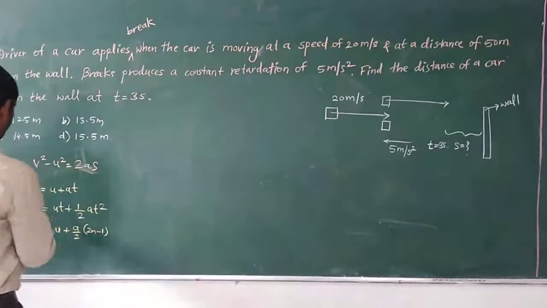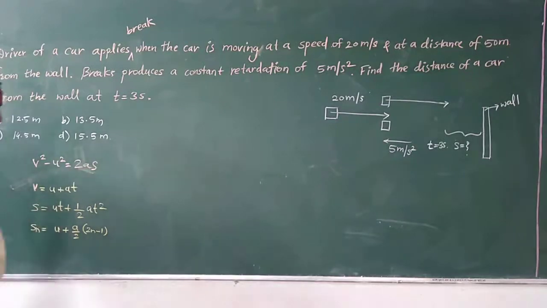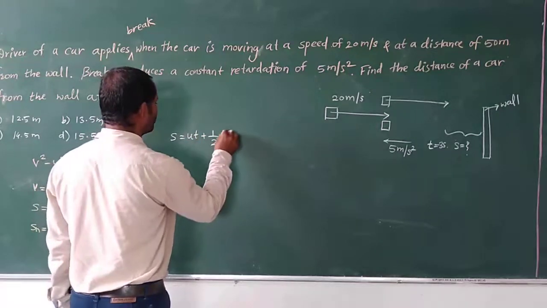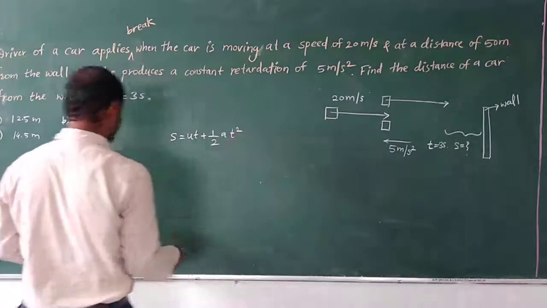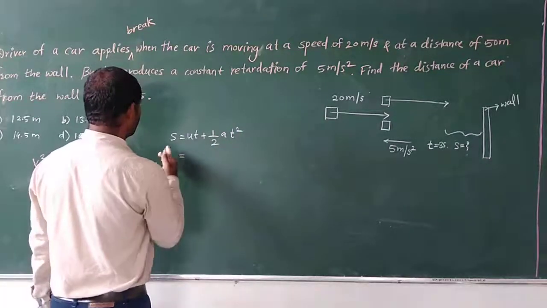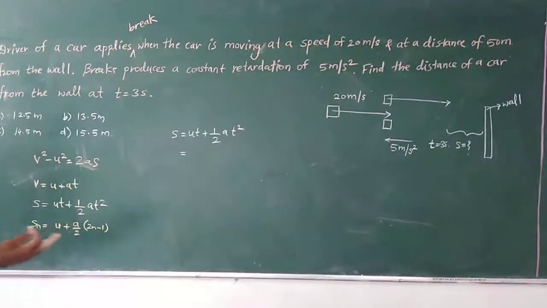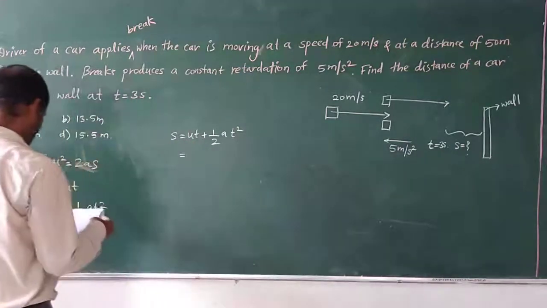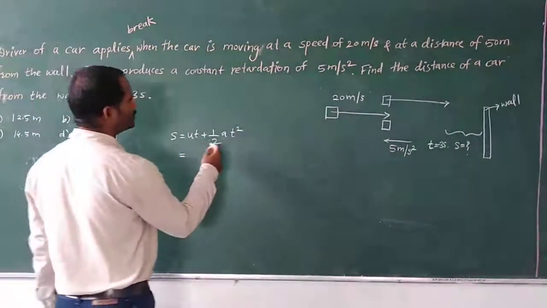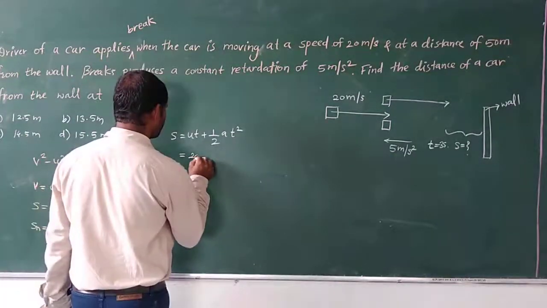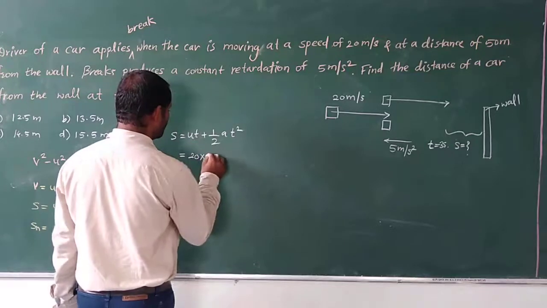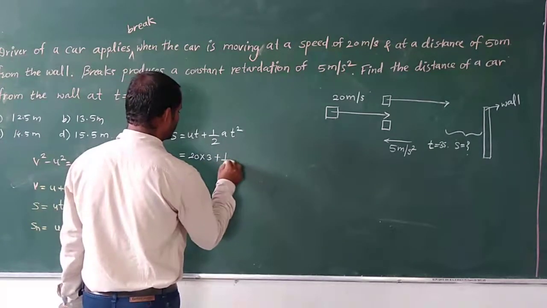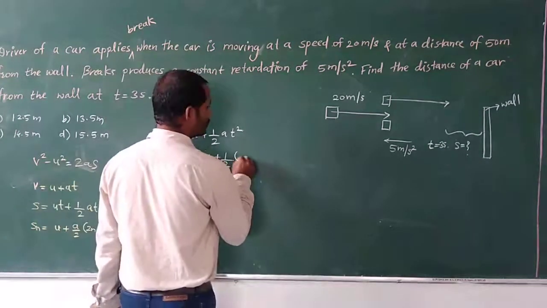आपल्याकडे फॉर्म्युला आहे. डिस्प्लेसमेंट काढायसाठी S is equal to ut plus half at square. So U, what is U here? U is 20 meter per second. So 20 multiplied by t, after 3 seconds. So t is 3, plus half a.